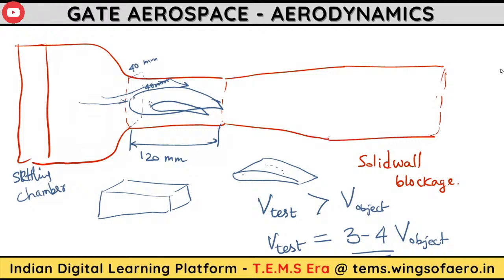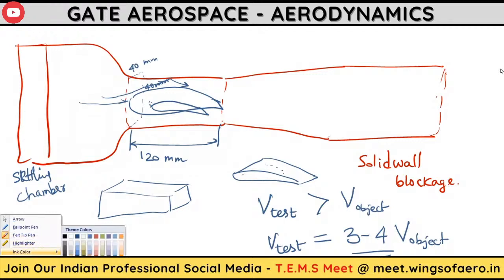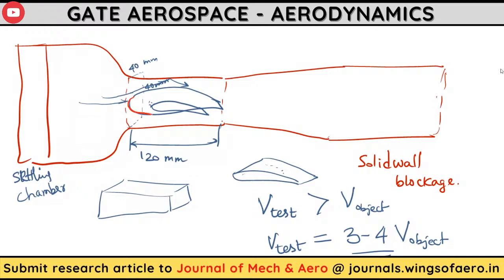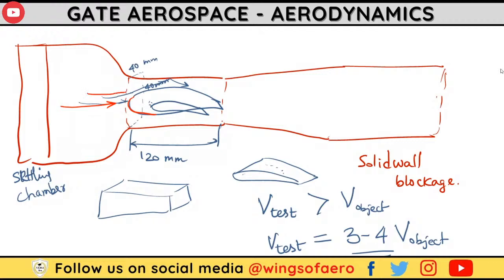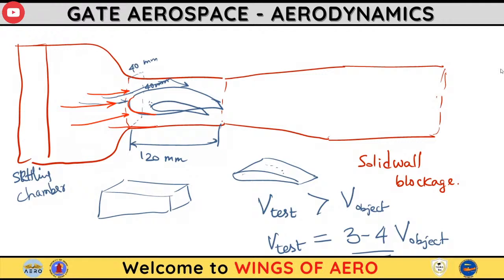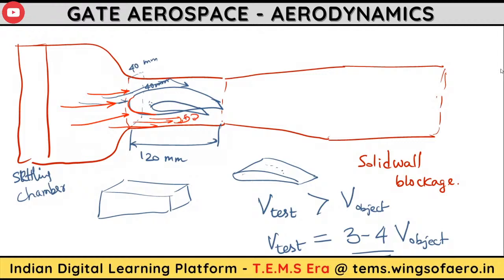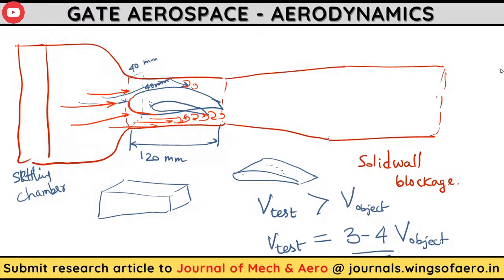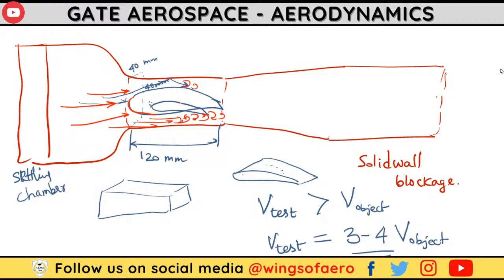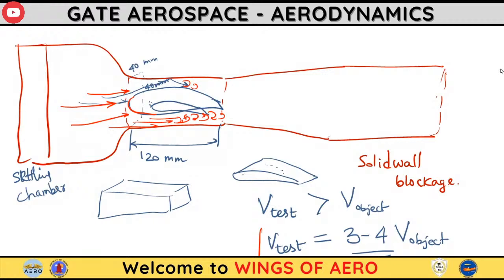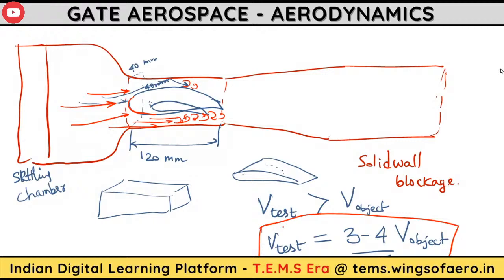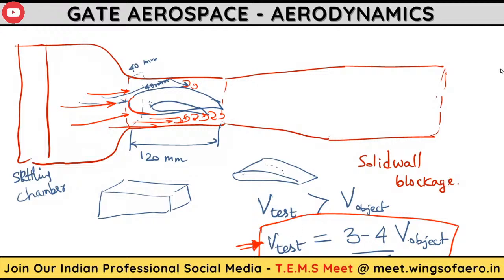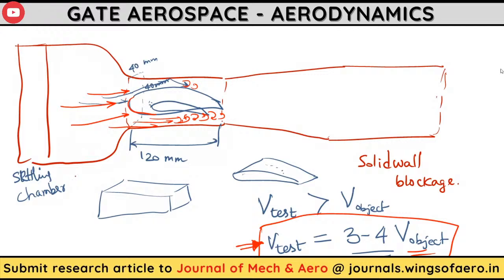Now I was drawing the bigger airfoil. If it is here, when the flow comes from the settling chamber and hits the airfoil, it cannot capture the flow. There will be turbulence formed because all the flow will be haphazardly moving along each other. So the reading in the manometer, when you're measuring over there, you cannot get the proper reading. This phenomenon is called solid wall blockage. So when you're designing the wind tunnel, you have to maintain the volume of the test section at 3 to 4 times more than the object, whatever the object.